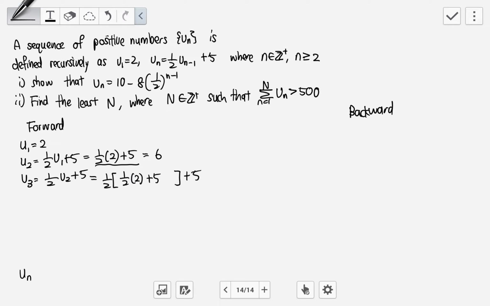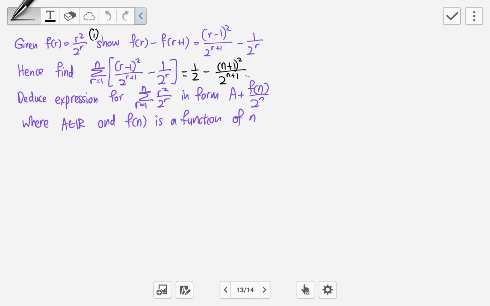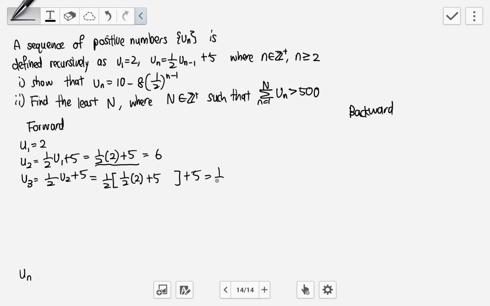This is the method to do. I don't evaluate. Once I evaluate, I lose the pattern. The pattern that I'm going to show you is this half. When I multiply half inside, it will be half square times 2, plus half times 5, plus 5. From here we can see a geometric series is developing.